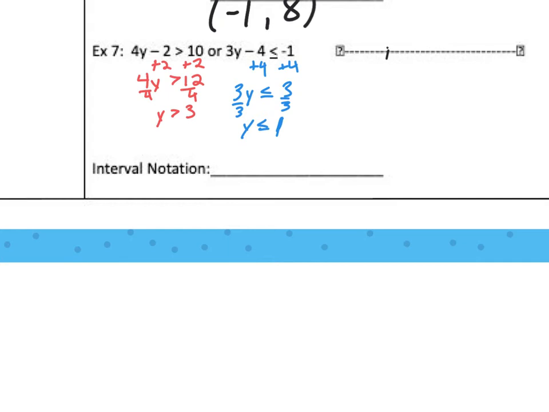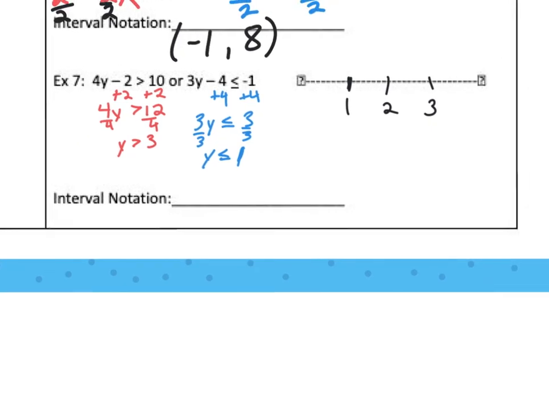Well, those numbers aren't too far apart, so I just need to include 3 numbers on my number line, 1, 2, 3. It's got to include each number and what's in between. What kind of circles on these? Well, on the 3, it looks like it's going to be open. On the 1, closed, right, because it's less than or equal to.